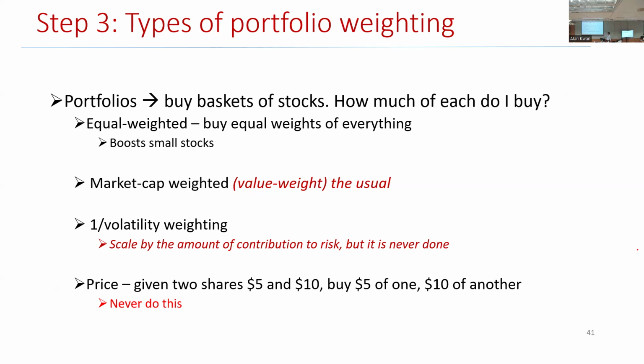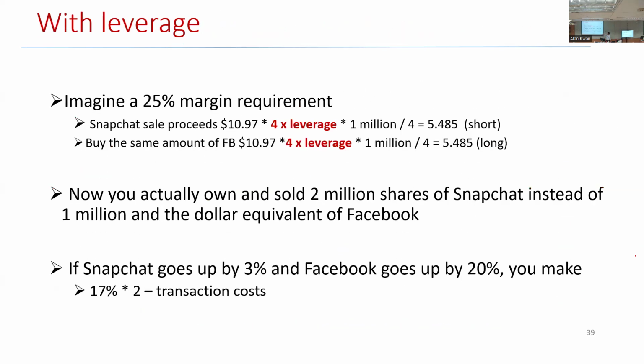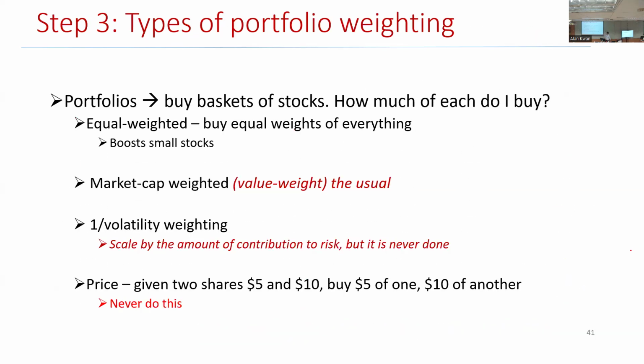And then price weighting, don't ever do this. The reason I mention it is that this is traditionally how price indices like the Dow Jones Industrial Average work. Basically, if you have a share that's $5 and a share that's $10, you just buy 1 share each. That's really bad because you can have stock splits, or you can have a high market cap stock with a low share price, like Apple, or the reverse, like a small cap stock with a high share price.